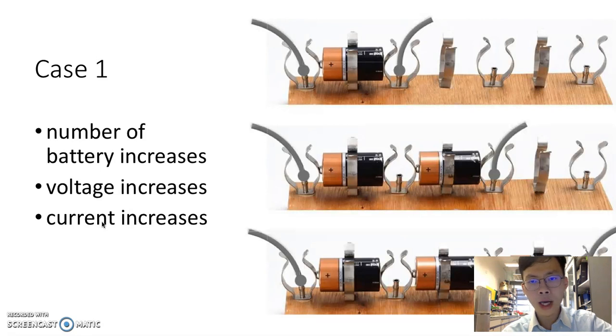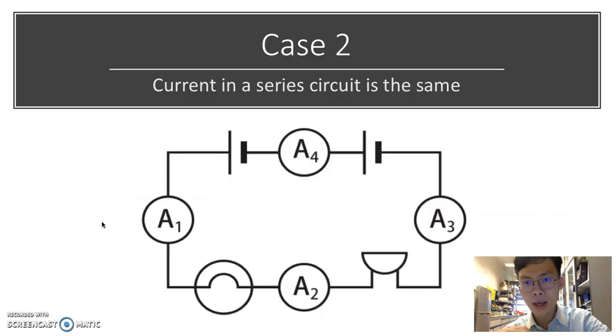We connect an ammeter and then vary the number of batteries in a circuit, connected in series to a light bulb, and you can see the brightness of the light bulb will be increasing. And hence, at the same time, the ammeter reading will also be increasing. When a circuit is connected in this way, it is a series circuit.